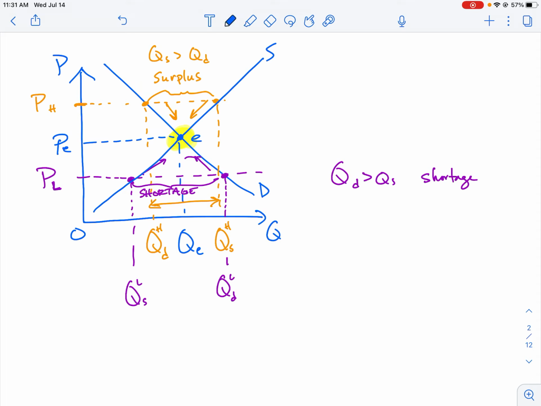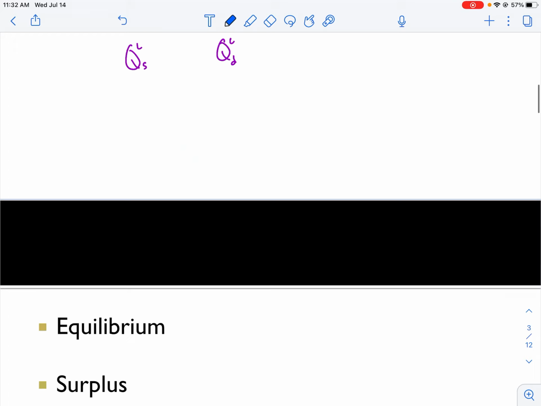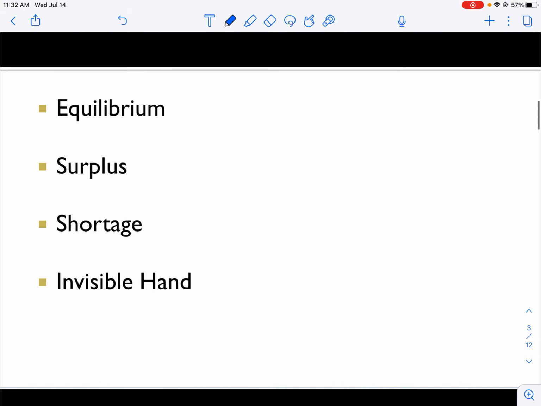And so the equilibrium we refer to as the market clearing price, right? Because it's at that point where the quantity demanded is equal to the quantity supplied. So there's a natural tendency for price to move to equilibrium, or at least in the direction of equilibrium. And that's not something new. That's something that Adam Smith famously discussed. And he said that it's as if prices are guided by an invisible hand.